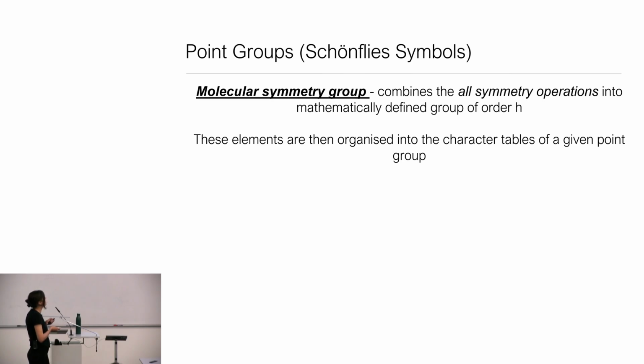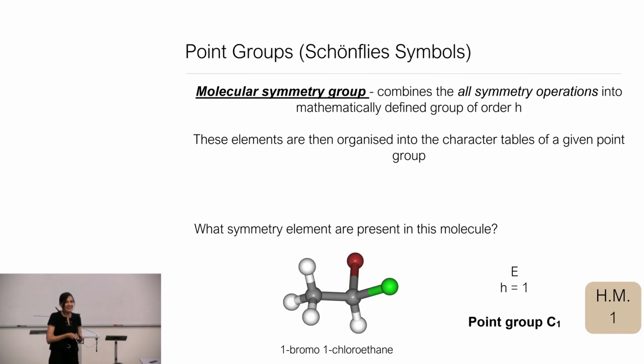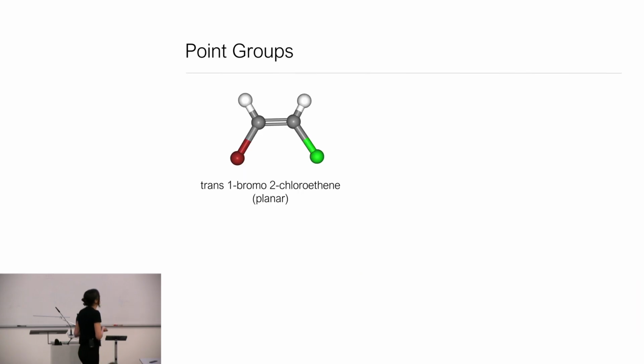Okay, so as I already said, what we're going to do is combine all the symmetry operations into a mathematically defined group. We can start with one example and ask: what are the symmetry elements that are present in this molecule? Identity. Identity, yeah. Anyone see anything else? No, right? So this is just the single order h and a C1 point group.